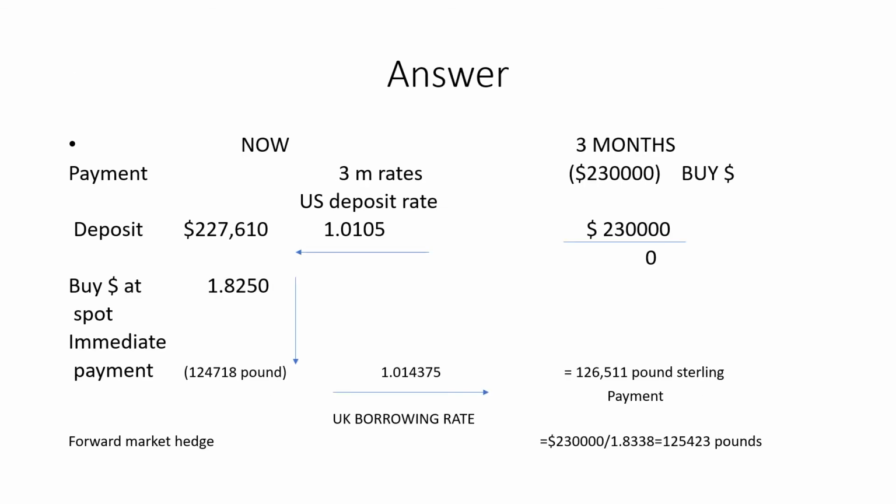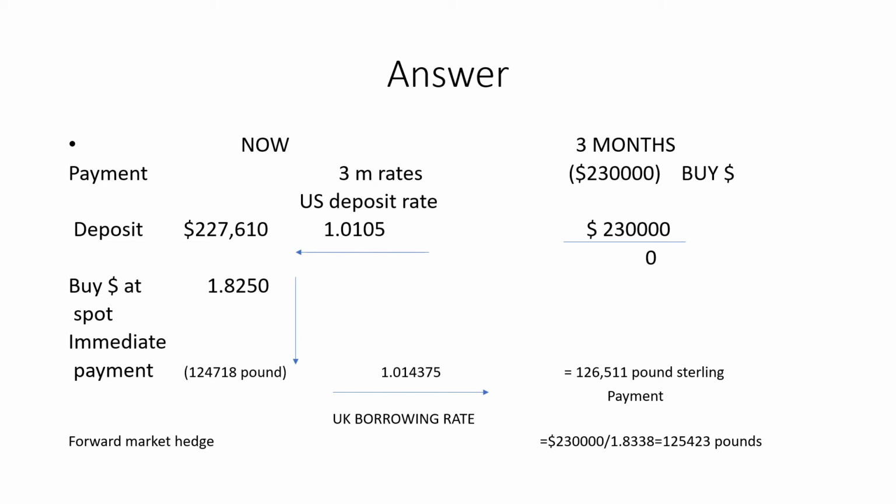Now if we look into this question, as the company has to make a 2,30,000 payment in 3 months' time, and the deposit rate, first of all we have to find out the 3 months deposit rate, that is 1.0105%.